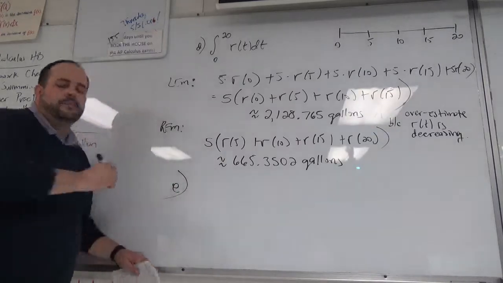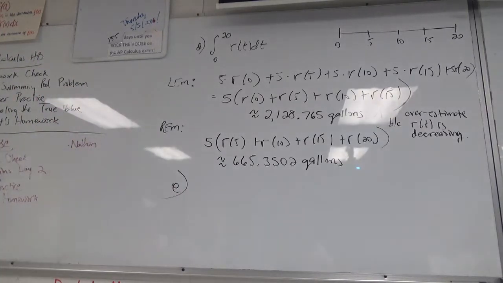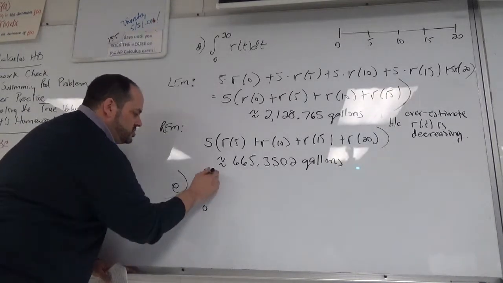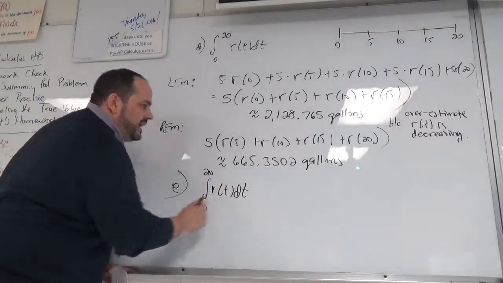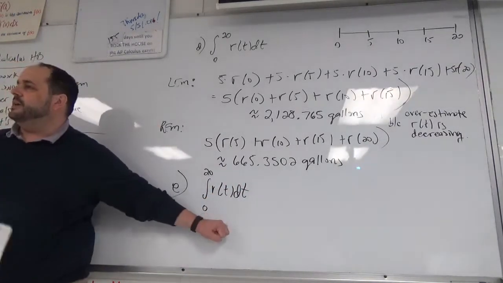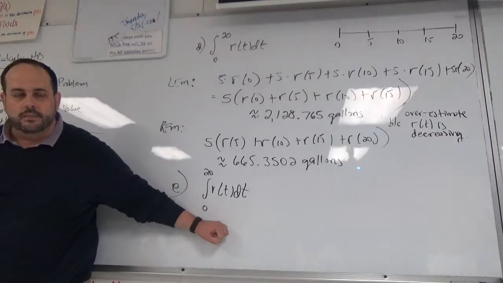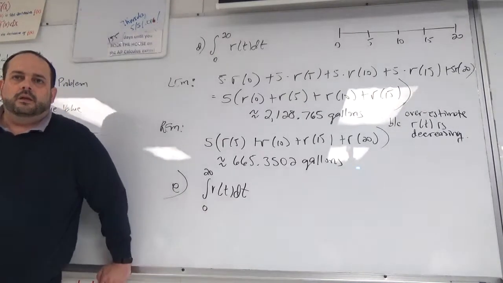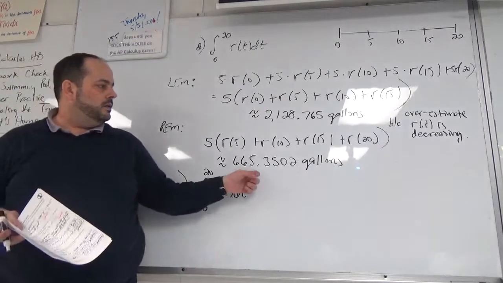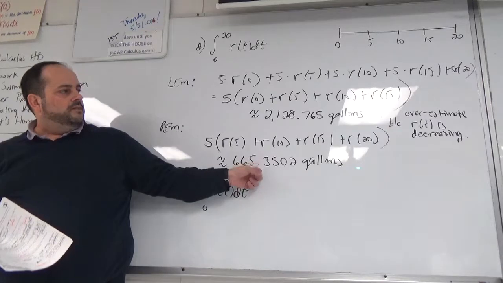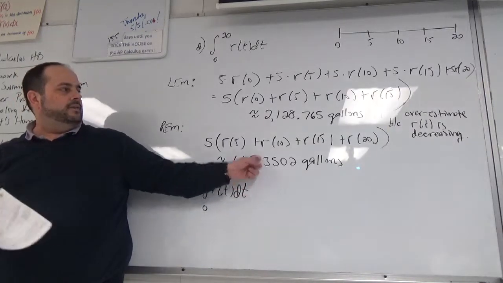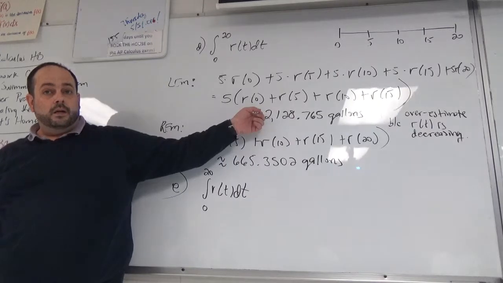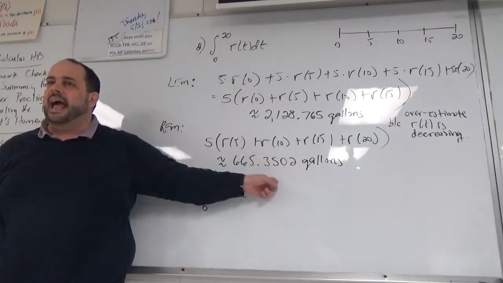Okay, part E. Based on your answers to D, what's a reasonable estimate for the actual value? If you just had to make an educated guess to what the true value is without using the calculator, Mariah, what would you do? 1,000 is in between. 665 is an underestimate and the 2,128 is an overestimate. So it's like 1,000. Now, does the area have to be 1,000?